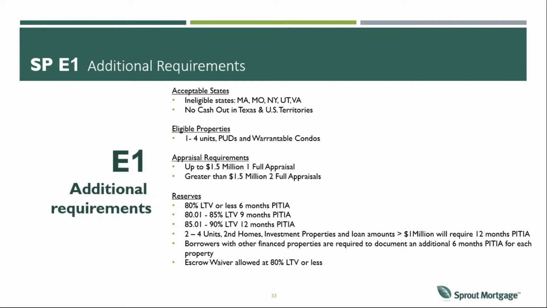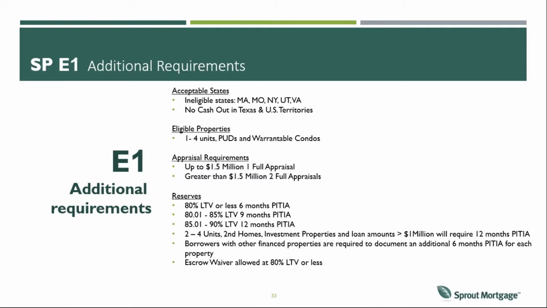All right, a few additional requirements. Acceptable states, please take note on the screen here of the ineligible states for the E1 program. Eligible properties are 1 to 4 unit PUDs and warrantable condos. As far as appraisal requirements are concerned, up to 1.5 million is going to require 1 full appraisal. If it's greater than 1.5 million, it will require 2 full appraisals.